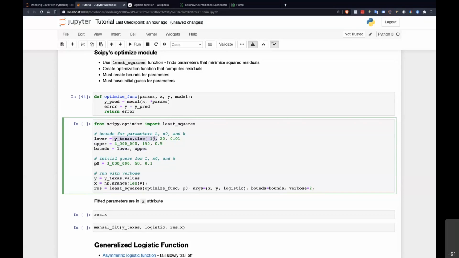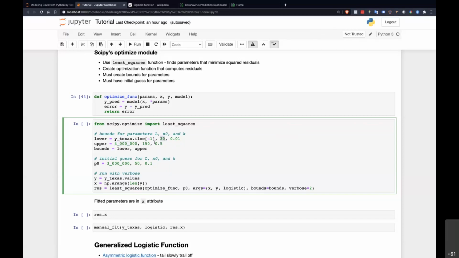So here the lower bounds, this will be for L, this will be for X naught, and this will be for K. The lower bound for L should at least be the maximum value now, right? You can't have an L that is less than the maximum now, and that's what this is doing. So right now it's about 2.8 million, and that's what will be the lower bound. Now the upper bound, for a pandemic, it's very hard to know what the upper bound is going to be, but I just put the number 4 million. I'm not going to discuss ways to guess at upper bounds, but that's a whole other topic.